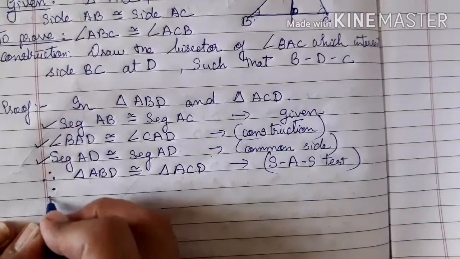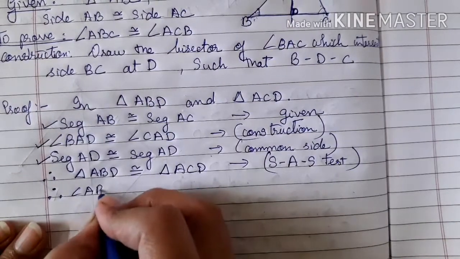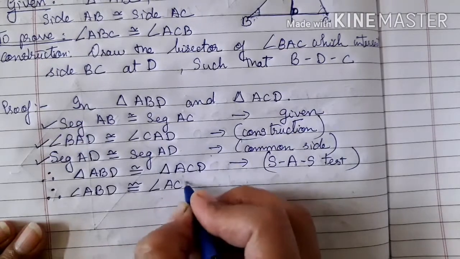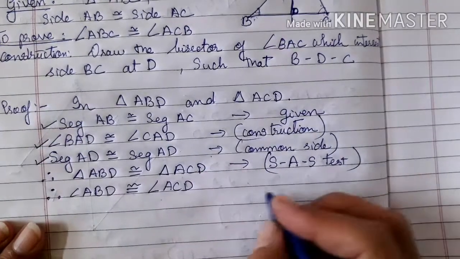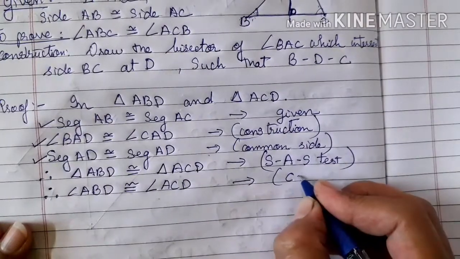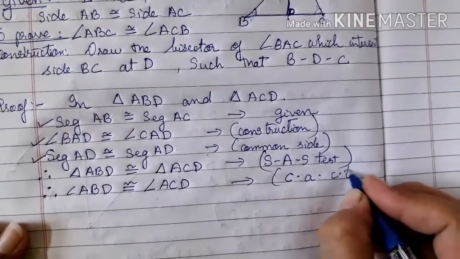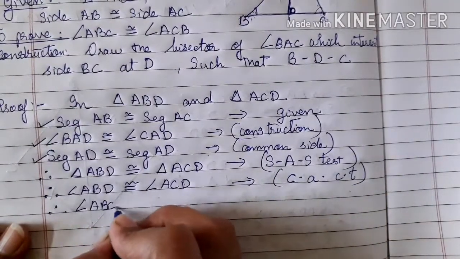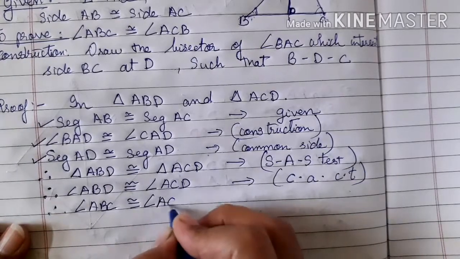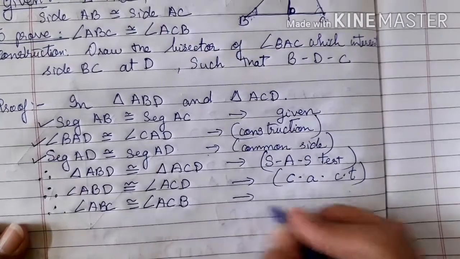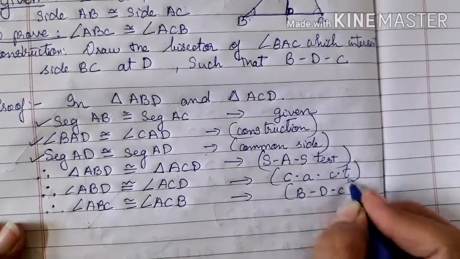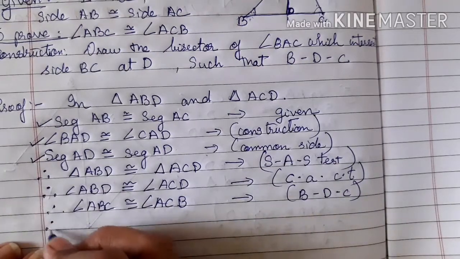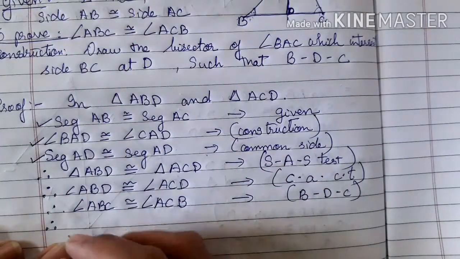Now the third step: angle ABD and angle ACD. We have to take these angles. What is the reason? Corresponding angles of congruent triangles. After this, therefore, angle ABC is congruent to angle ACB, where D is in between B and C. So from this we can prove that whatever has been asked, it is congruent.